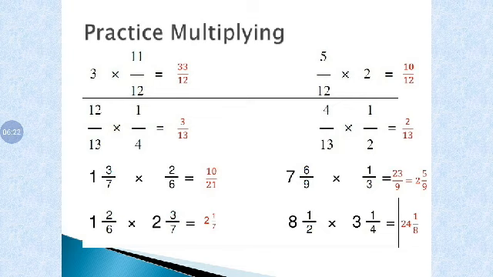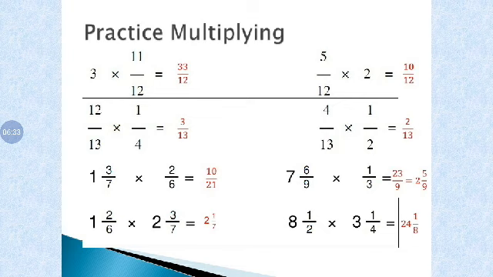Next one, 12 by 13 into 1 by 4. 12 1 is 12. 13 4s are 52. Reducing to the simplest form, 3 by 13. Next one, 1 3 by 7 into 2 by 6.